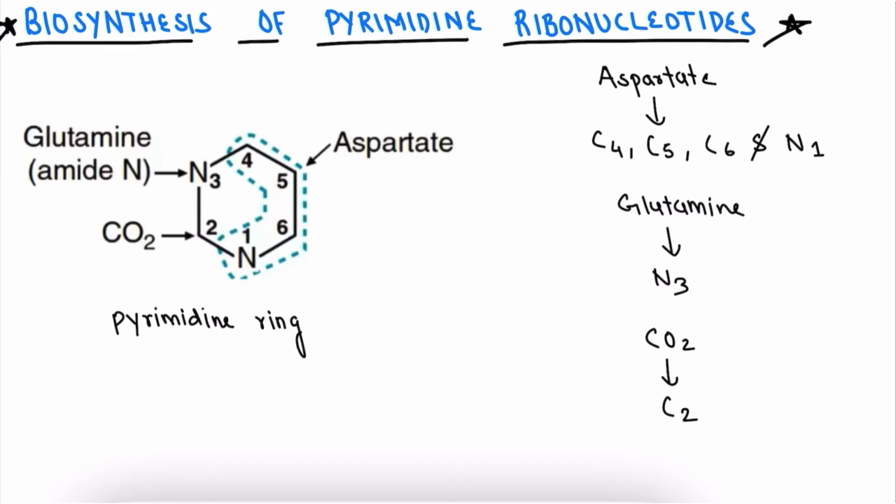In this image we can clearly see this is a pyrimidine ring, and the compounds that lead to the formation of this pyrimidine ring. The first one is aspartate. Aspartate is going to give us C4, C5, C6 and N1, as you can clearly see in this image. And the next is glutamine. Glutamine would give us the N3 and the CO2 would give us the C2.